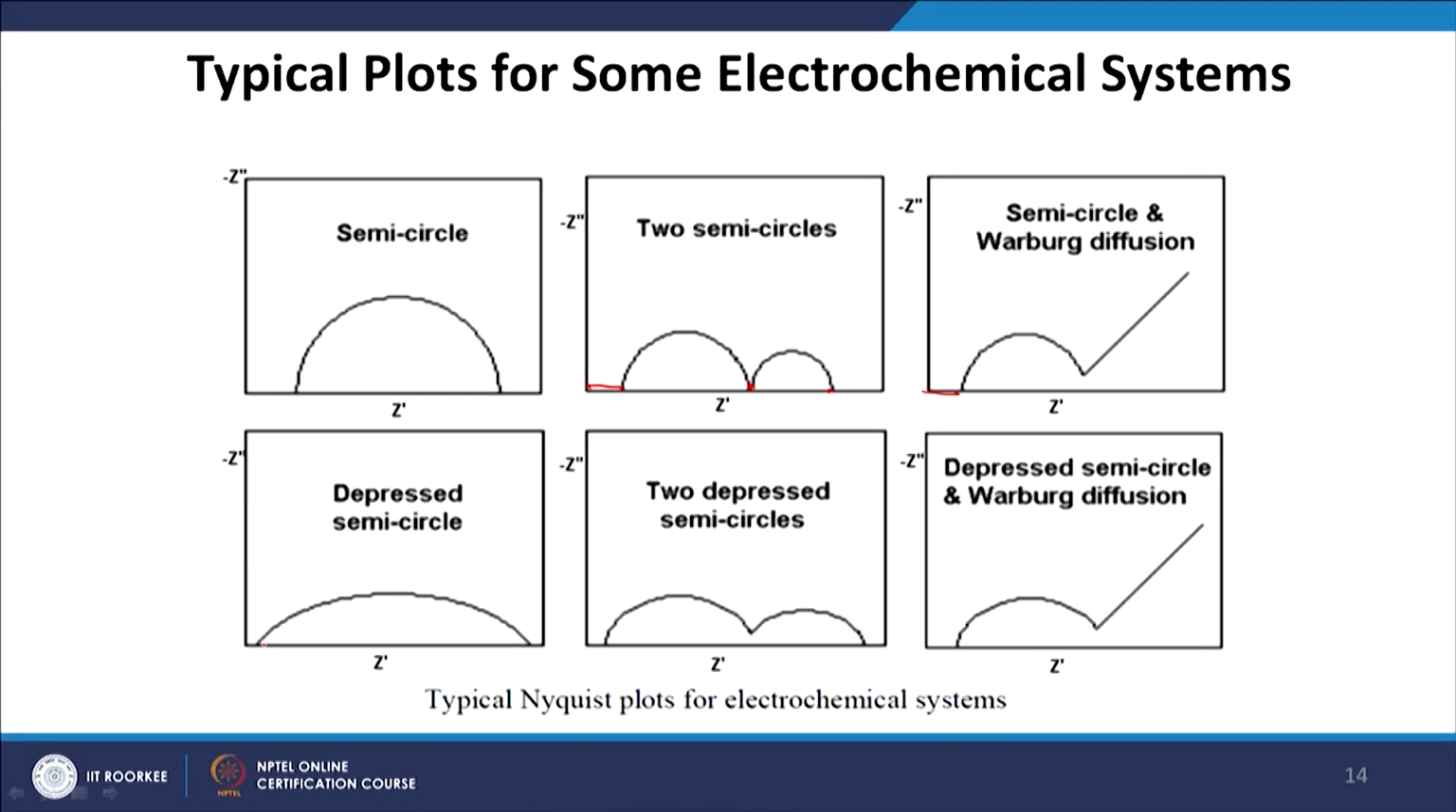Now, the semicircle can be depressed like this. That means the y axis has been put under stress here. So, this is a depressed semicircle. It can have two depressed semicircles with different diameters. It can also have a depressed semicircle with a Warburg diffusion component. So, these are the common typical impedance pictures you will see while analyzing the data. Sometimes the impedance data can be very complex, and one needs to consider various kinds of circuit models to get the best fitting.